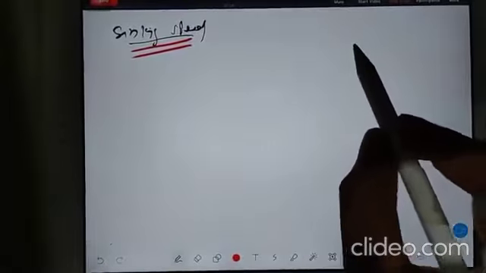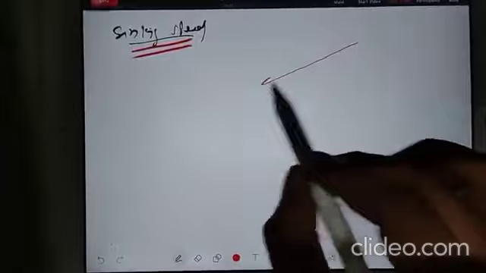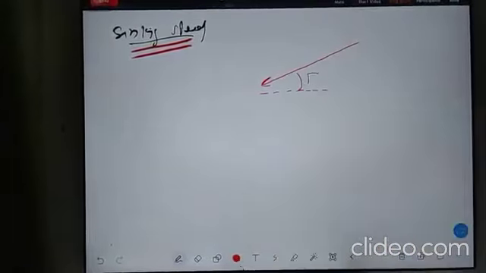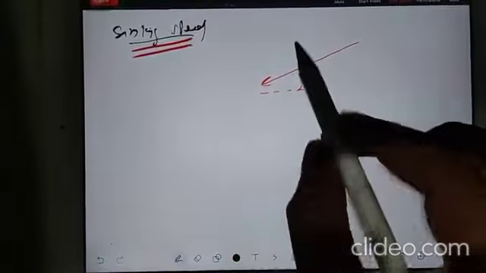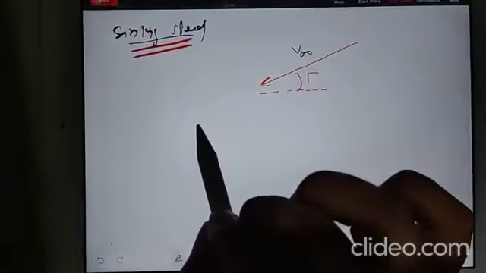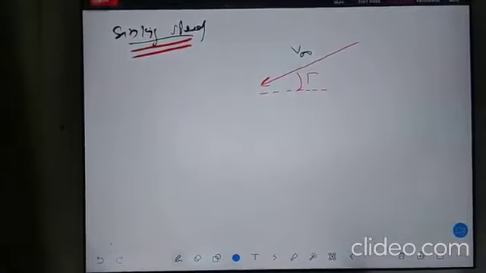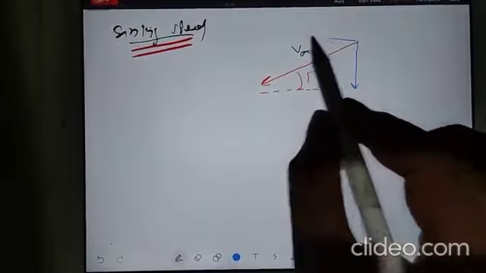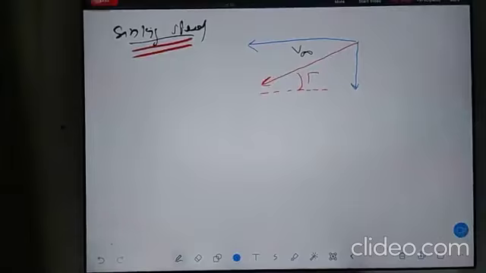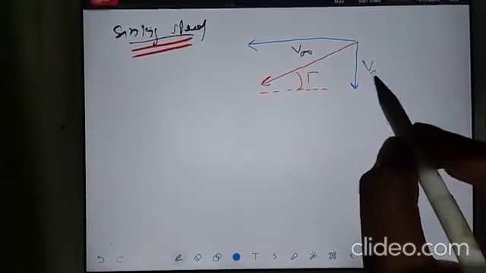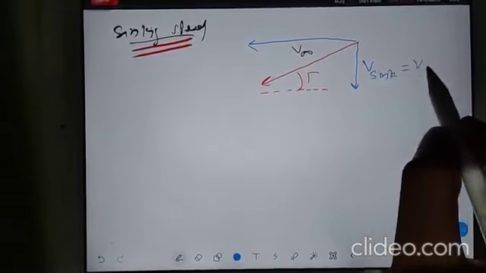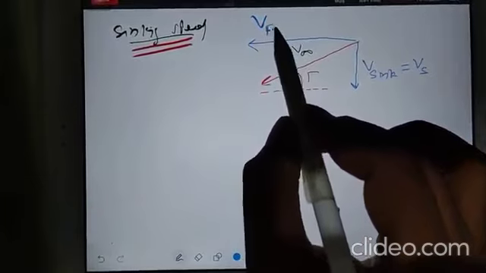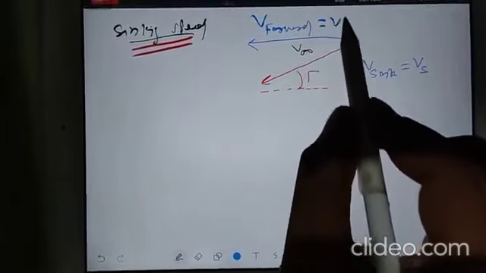So see, you are coming in this direction at a particular angle which I have considered as capital gamma. This is V infinity. This V infinity will have components. One component is in this direction and one component is in this direction. This component is taking the aircraft down, so you can say V sink, Vs. With this component, the aircraft is going in the forward direction. So V forward.